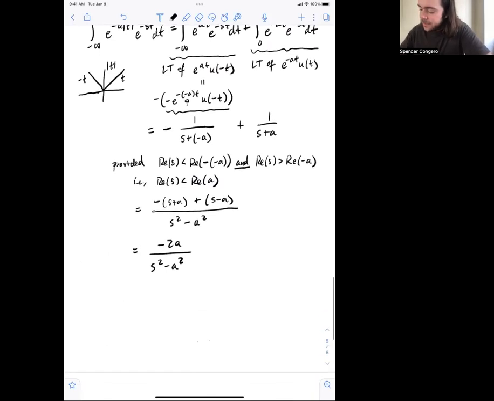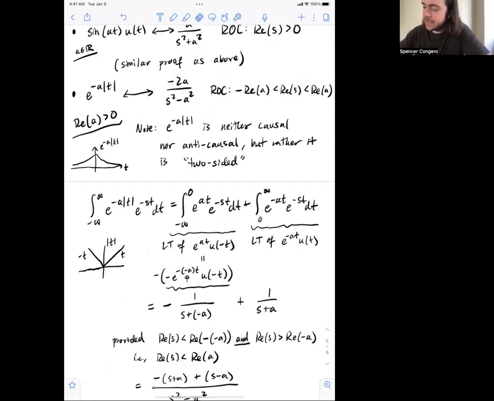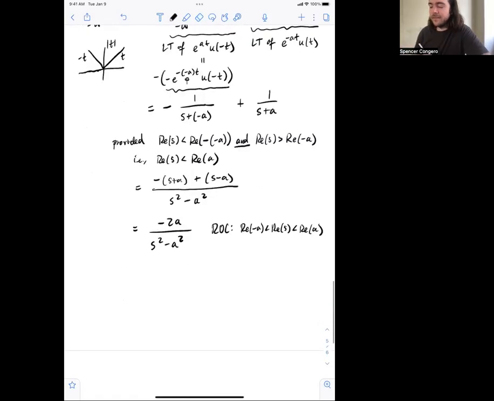Now let's talk about the region of convergence, the ROC. Both of these things have to be true. So the real part of s has to be greater than the real part of negative a, and the real part of s has to be less than the real part of a. And sure enough, that is the condition we had before, just because negative real part of a is equal to real part of negative a.